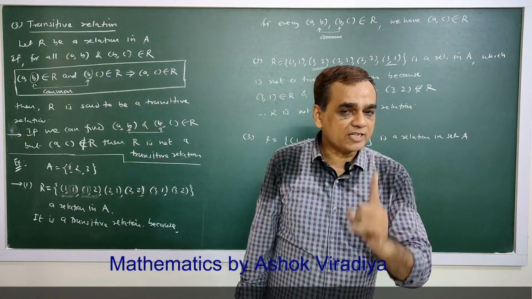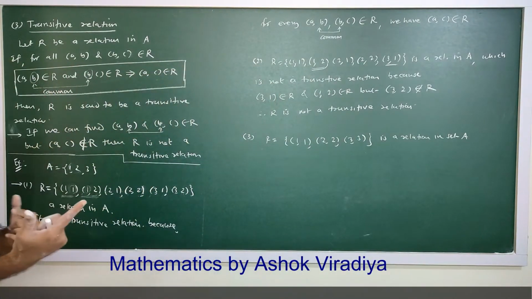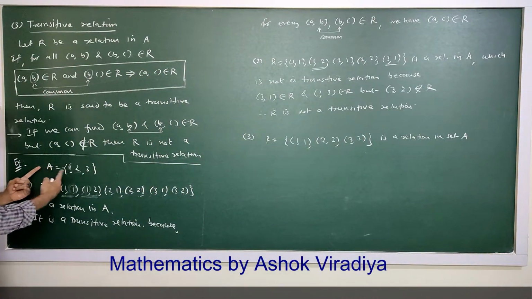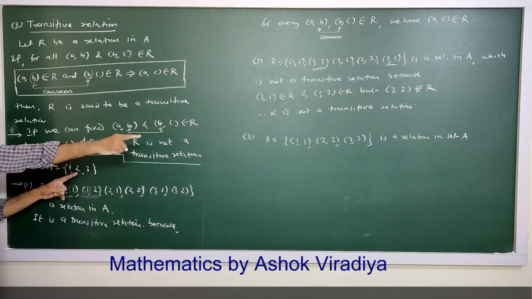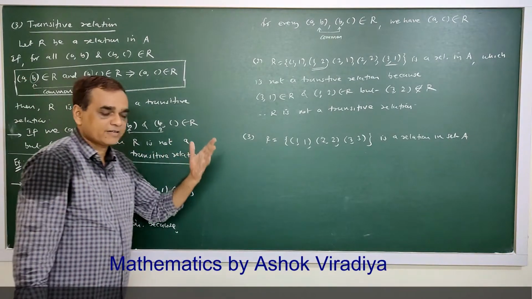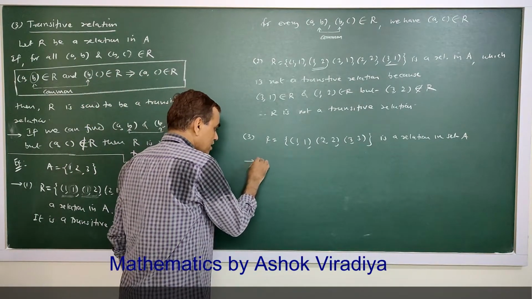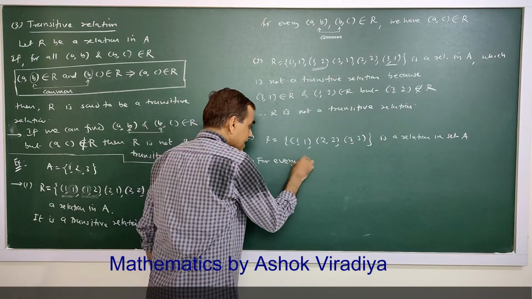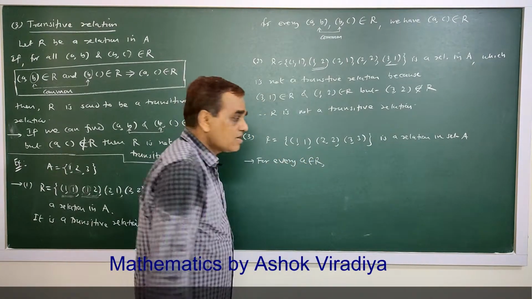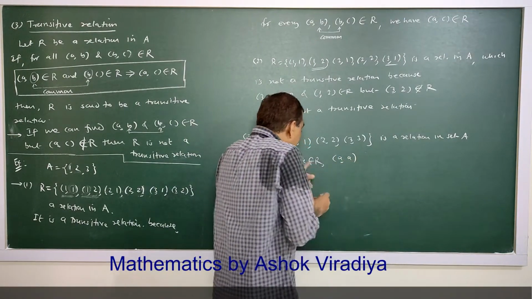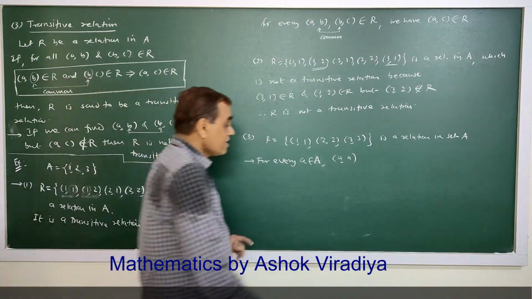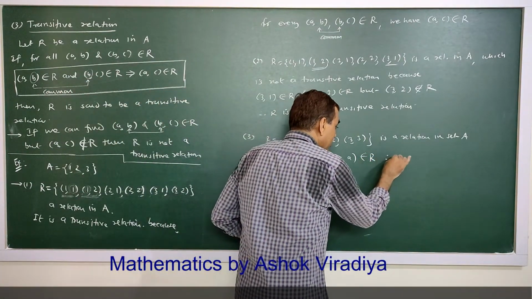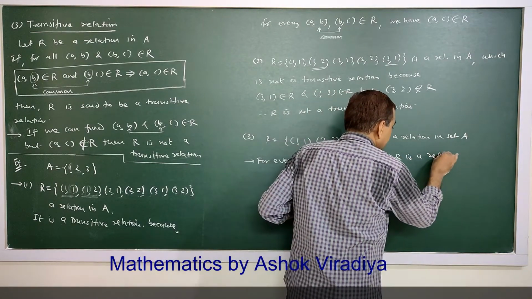For reflexive, what do we check? Doubling of every element of set A. See, doubling of 1 is there, doubling of 2 is there, doubling of 3 is there, doubling of every element is there. So we say for every a belonging to set A, (a,a) belongs to R, therefore R is a reflexive relation.